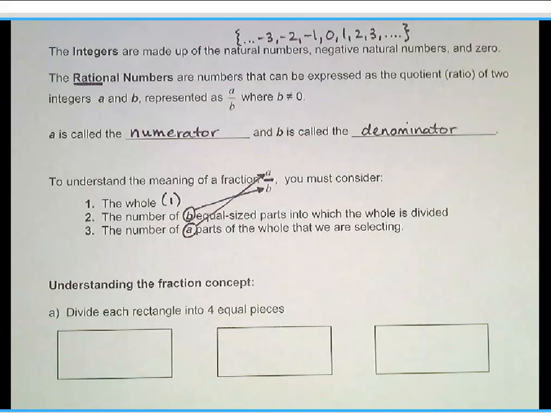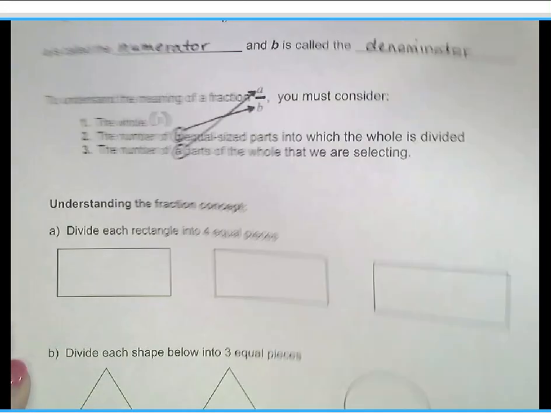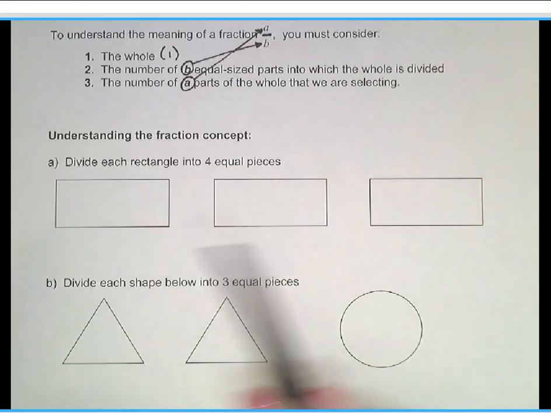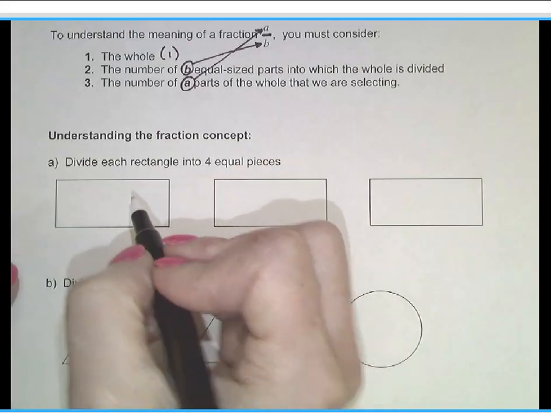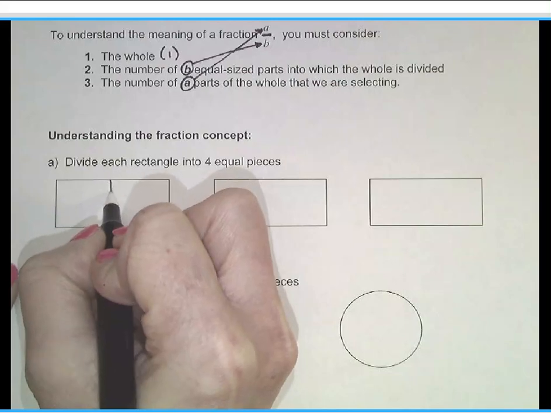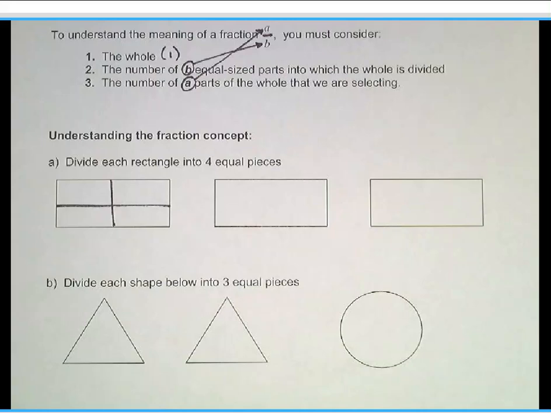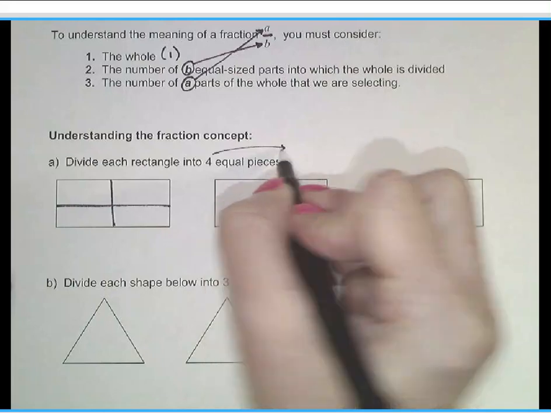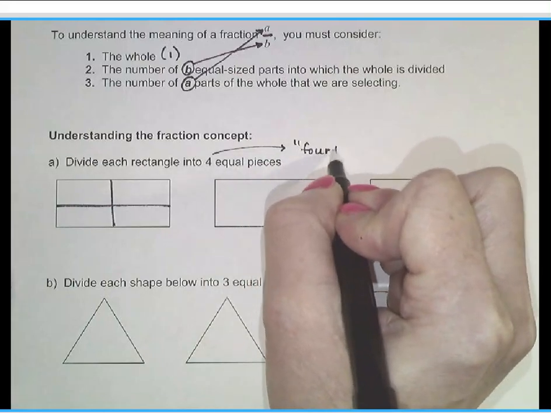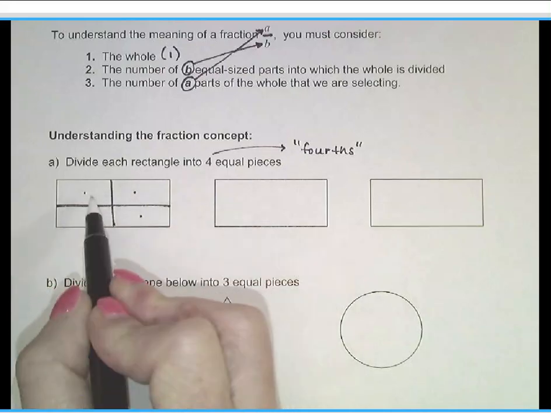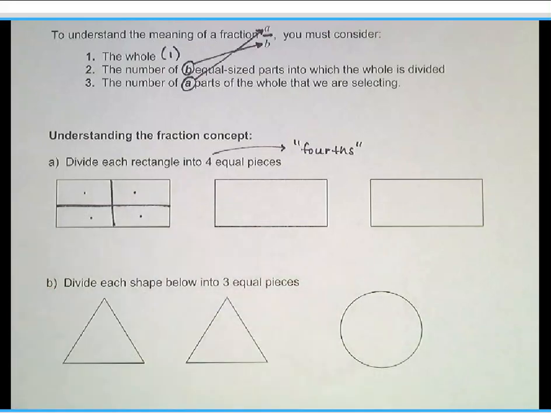So we're going to start by just dividing some shapes into some fraction parts. So this says divide each rectangle into 4 equal pieces. And the reason I have more than one drawing is because there's more than one way to do this. So one way you can draw a rectangle into 4 equal pieces is you cut it in half vertically and then you cut it in half horizontally. And this would divide your shape into fourths. If we have 4 equal pieces, those would be fourths. Each one of these little pieces would be considered 1/4, and all 4/4 equal 1.